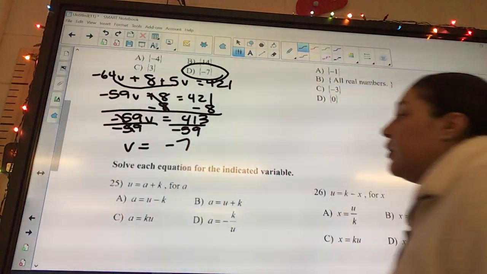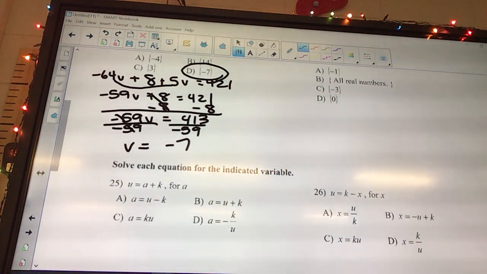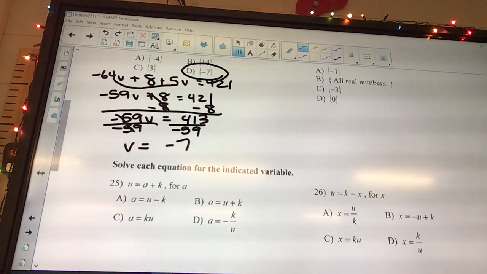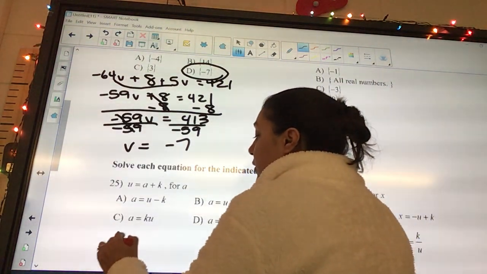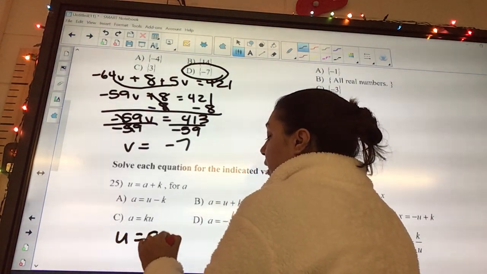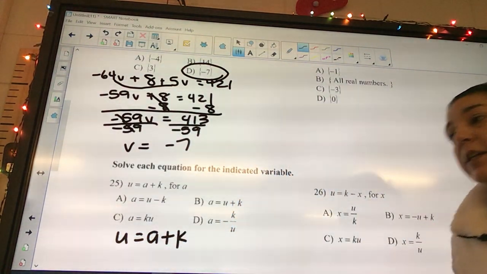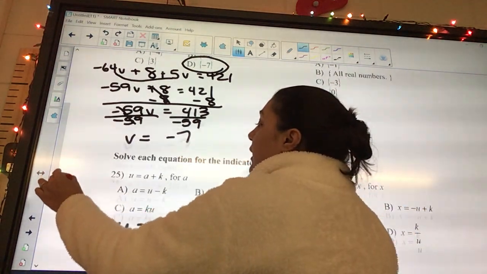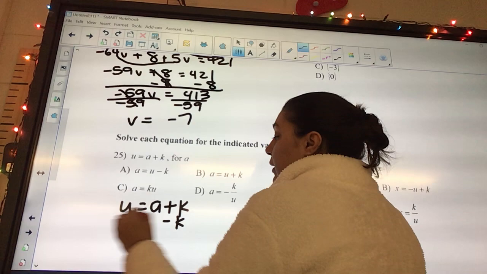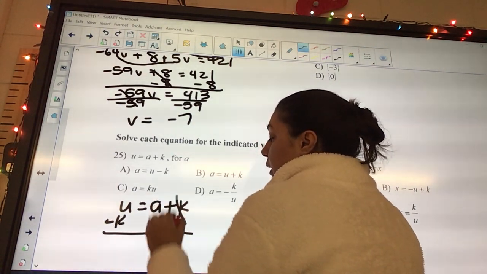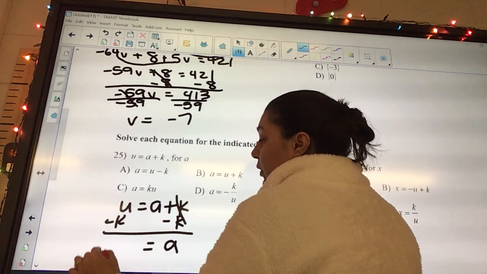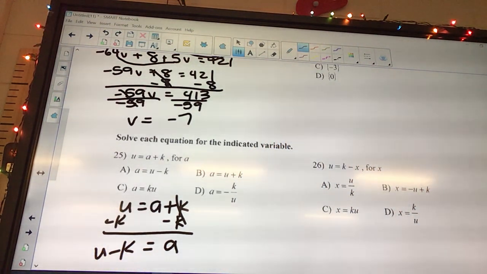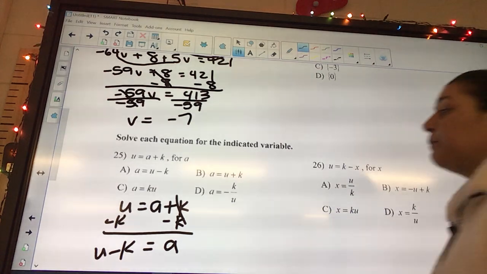Okay, 25 is a literal equation. It says solve each for the indicated variable. What are we solving for? A. Okay, so we need to get A by itself. We've got U equals A plus K. What needs moved? The K needs moved. How do I move a plus K? Minus K. So you're going to get A equals U minus K. So what answer choice is that? A.